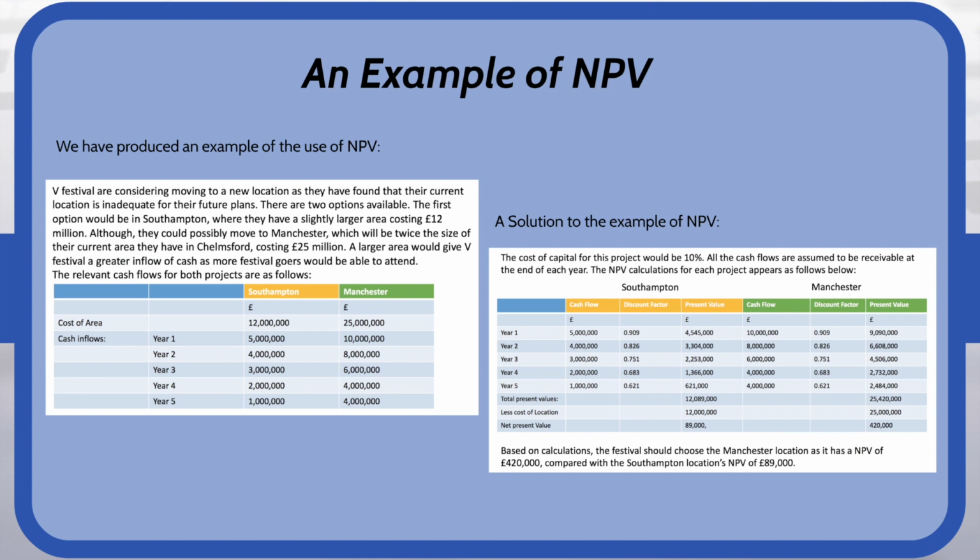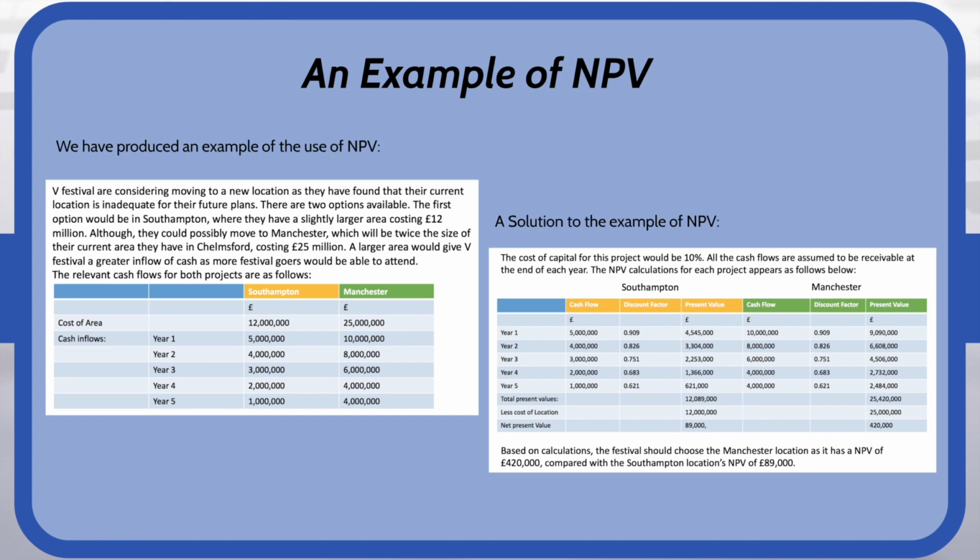We have provided an example of the use of net present value and have portrayed it within the event industry. V-Festival are considering moving to a new location as they have found that their current location is inadequate for their future plans. There are two options available. The first option would be in Southampton, where they have a slightly larger area costing £12 million, although they could possibly move to Manchester, which will be twice the size of their current area in Chelmsford, costing £25 million. A larger area would give V-Festival a greater inflow of cash, as more festival goers would be able to attend. The relevant cash flows for both projects are as follows.